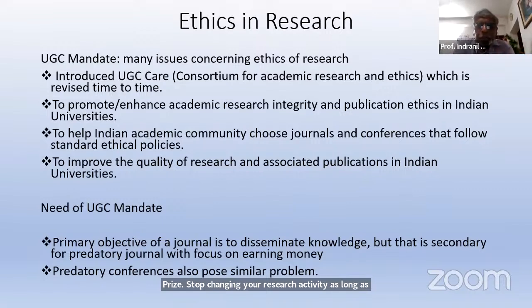So the main object then of UGC CARE is to promote or improve academic research integrity and the publications which will result from such research in the universities, institutions, and other academic organizations in the country, and overall to help the Indian academicians to choose their avenues of dissemination of knowledge through journals, interaction with the peer community by attending conferences, workshops, webinars, seminars, etc. So UGC wanted to lay down certain guidelines which will benefit the Indian academic community.